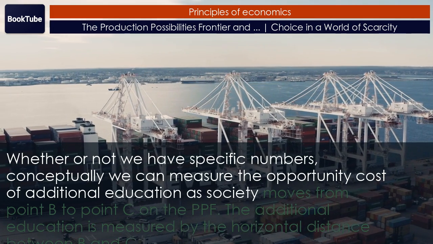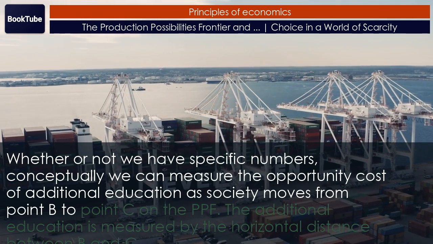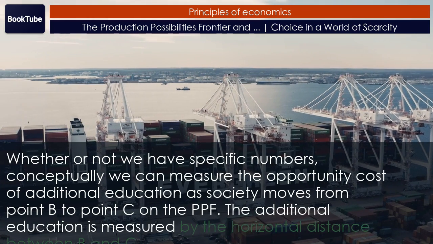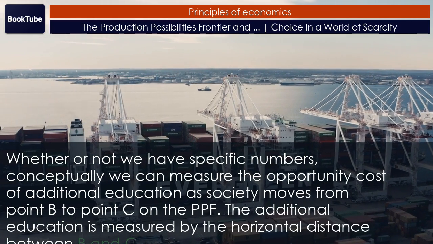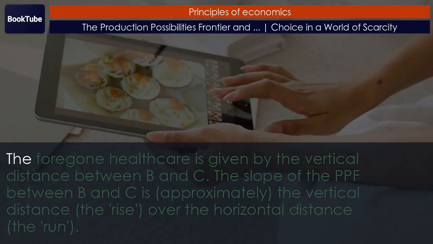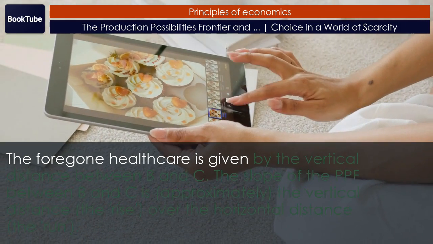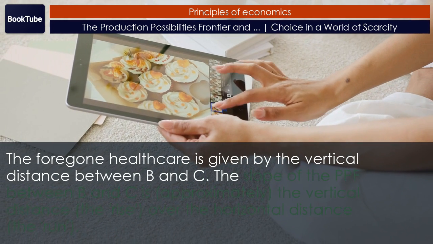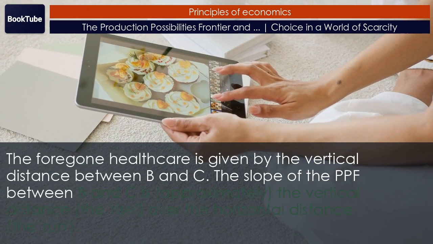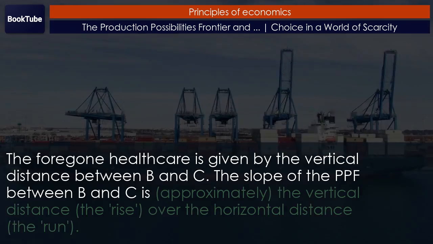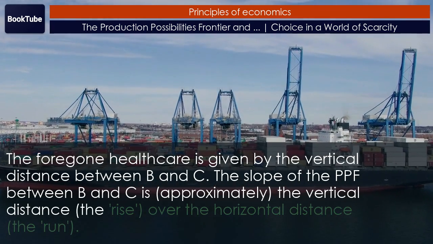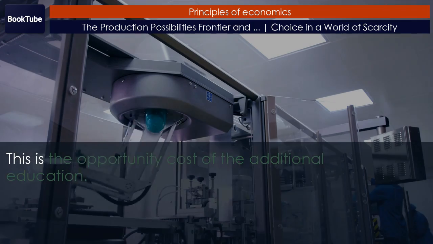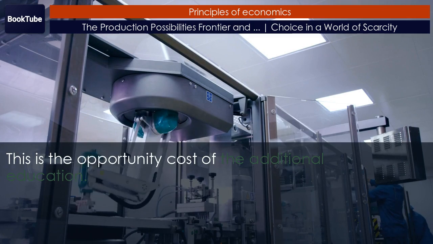Whether or not we have specific numbers, conceptually we can measure the opportunity cost of additional education as society moves from point B to point C on the PPF. The additional education is measured by the horizontal distance between B and C. The foregone healthcare is given by the vertical distance between B and C. The slope of the PPF between B and C is approximately the vertical distance, the rise, over the horizontal distance, the run. This is the opportunity cost of the additional education.